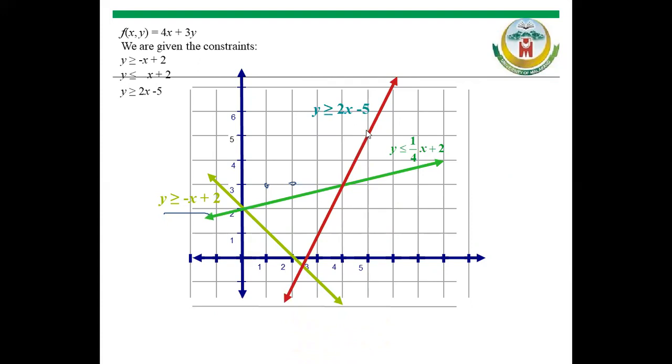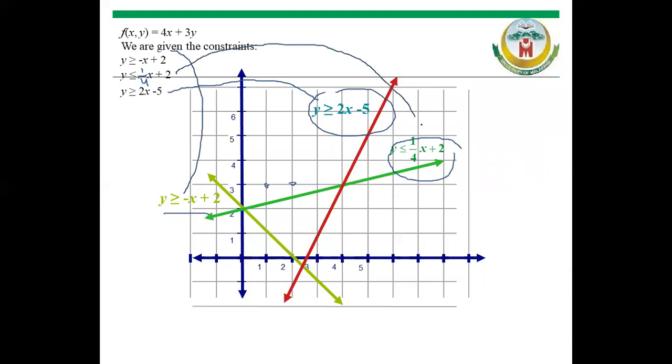And this constraint, y is greater or equal to 2x minus 5. This constraint is actually 1 over 4x. So this constraint is this one, and this constraint is this one, and this constraint is this one. So these are these three different constraints, and it gives us this region.